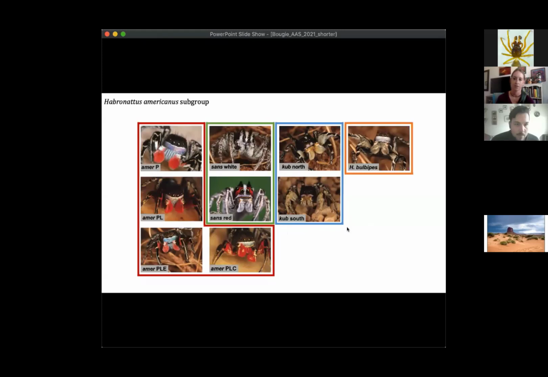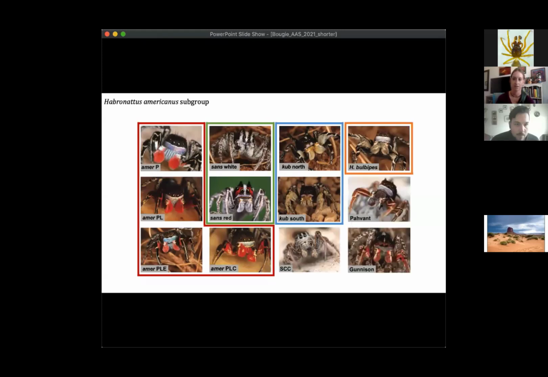And then, of course, there are additional, more isolated forms that don't seem to fit in with any of the described species: pavant, Sansinae, cedar city, and gunnison. And there are definitely more than just these three unique morphs.